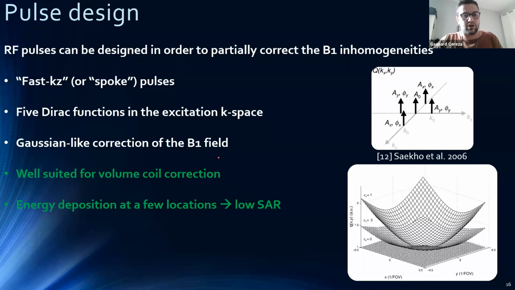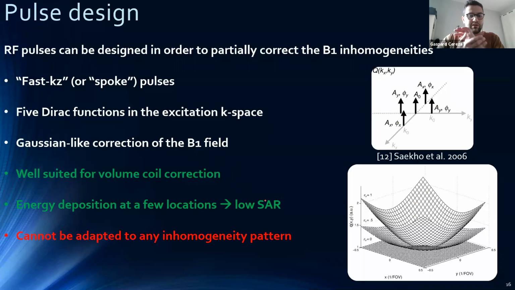But also the energy deposition can be reduced because we are just depositing energy at a specific location. So it can allow for a SAR that will be lower than using sinc pulses or adiabatic pulses. But one major drawback of this method is that it cannot be adapted for any inhomogeneity pattern. We will always have to stick with a Gaussian-shaped correction, but we can play on the shape and the curve of this Gaussian by playing with the values that we can see here.